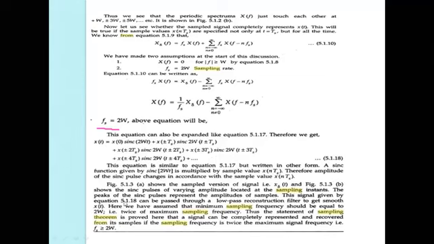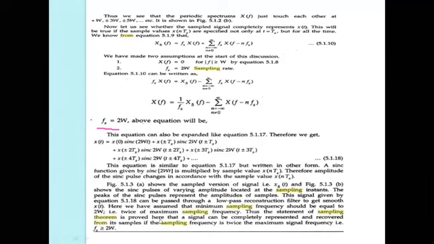the signal given by the equation here can be passed through a low pass reconstruction filter to get a smooth x of t. Here we have assumed that the minimum sampling frequency should be equal to 2 omega, that is, twice the maximum signal frequency, where omega is equal to the maximum frequency.